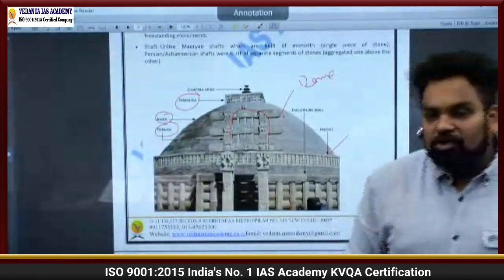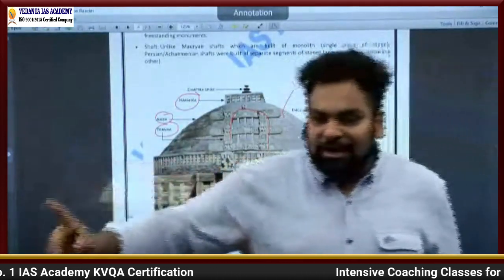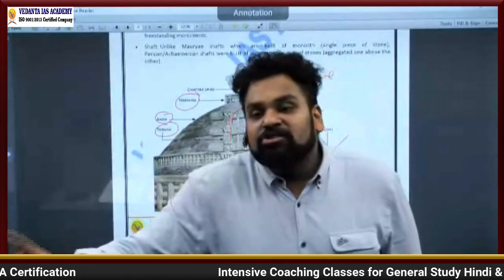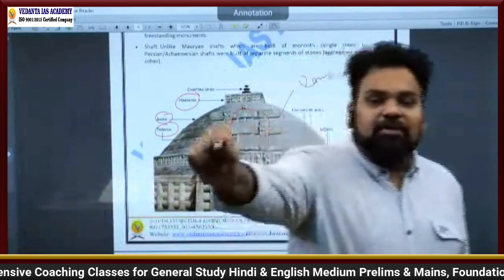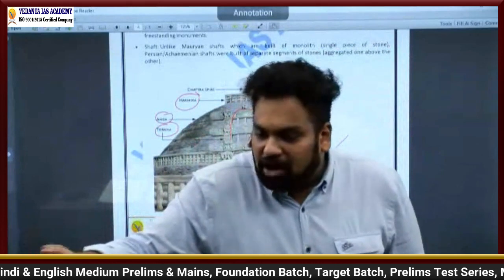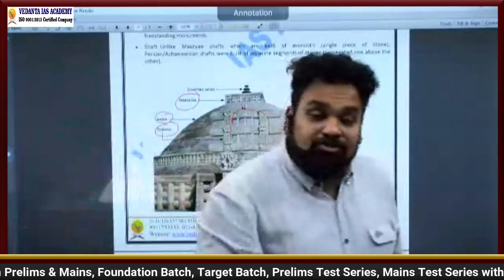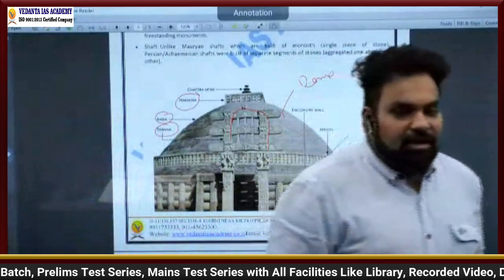So tomorrow what we are going to do is complete this Mauryan art, which will take another 10 to 15 minutes, and then jump towards post-Mauryan arts. In post-Mauryan art, the most important idea is the schools of sculpture: Gandhara, Mathura and Amravati. They actually occur as questions in the mains exam. We are going to see that, right?